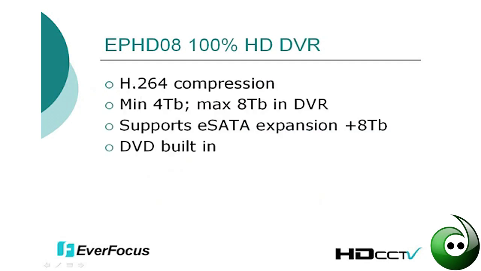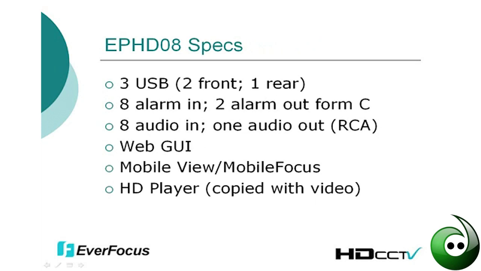These DVRs use H.264 compression. The EP-HD-08 comes configured with a minimum of 4 terabytes in the US, with a maximum of 8 terabytes inside the DVR. It also supports our EDA450 eSATA expansion module, which can be used to add another 8 terabytes of storage for a total of 16, and the DVD is built in. There are 3 USB ports. There are alarm inputs per camera, audio inputs per camera, with 2 Form C alarm outputs, 1 audio out.